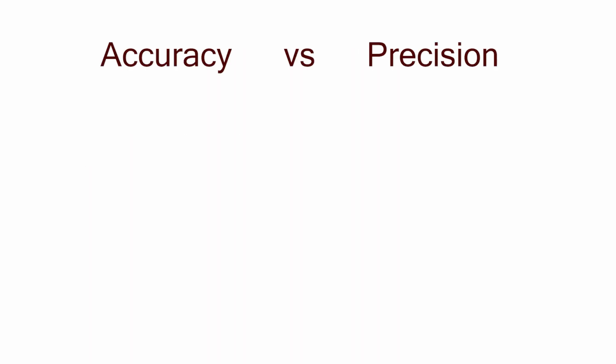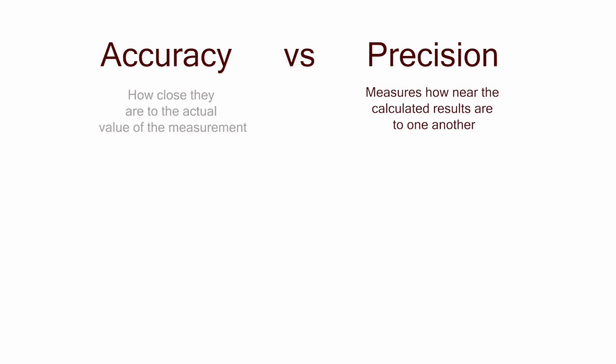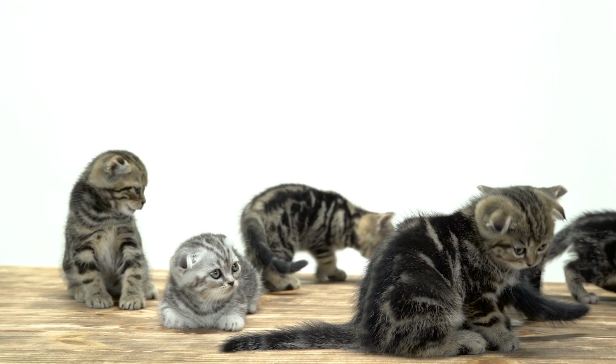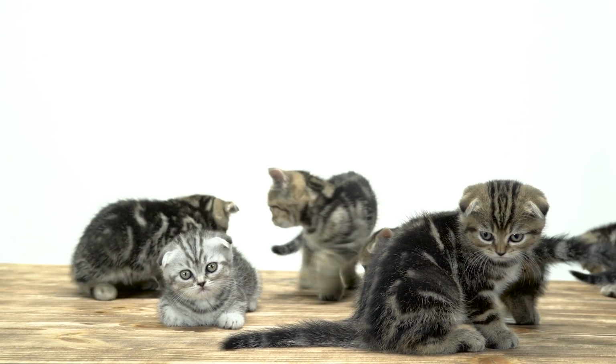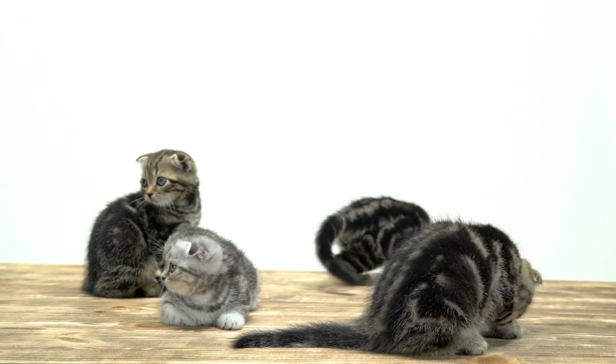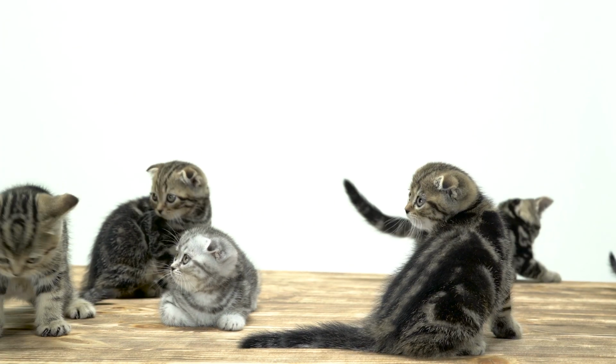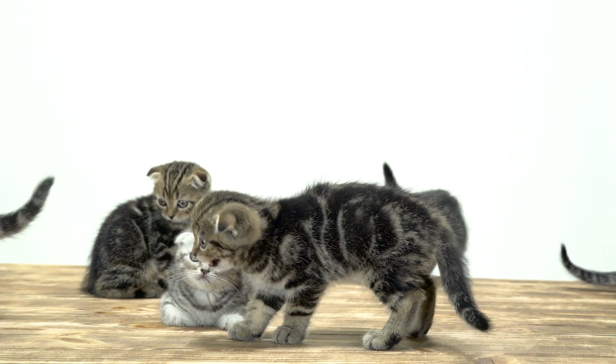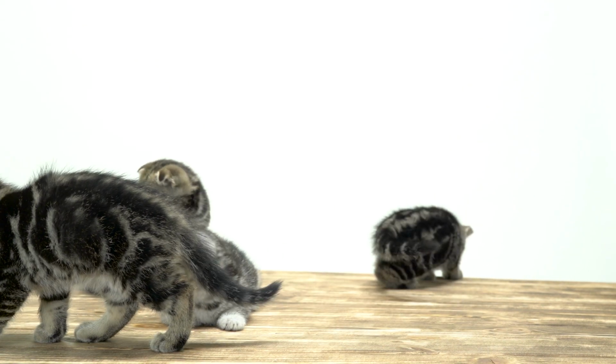You may have your head spinning trying to understand how accuracy and precision are actually different. Precision measures how near the calculated results are to one another, whereas accuracy deals with how close they are to the actual value of the measurement. Imagine you're trying to identify cats in a set of images using a machine learning model. Accuracy measures how often the model correctly identifies whether an image is a cat or not, overall. While precision focuses on how many of the images the model labels as cats are actually cats, meaning it prioritizes the quality of positive predictions rather than just the overall correct rate. Clear as mud.